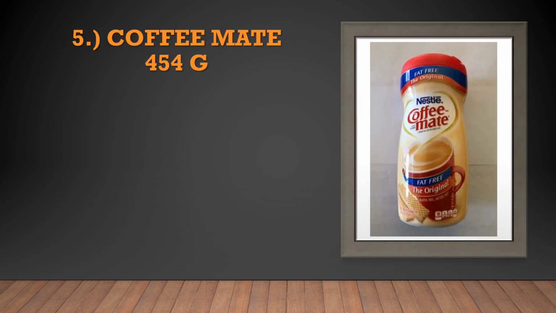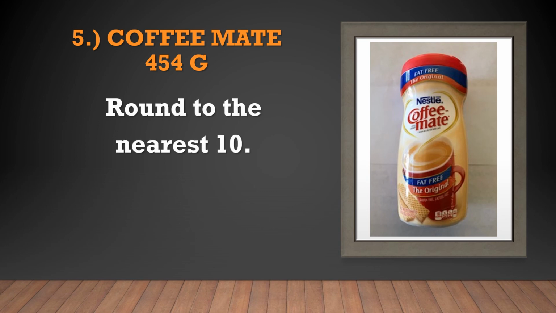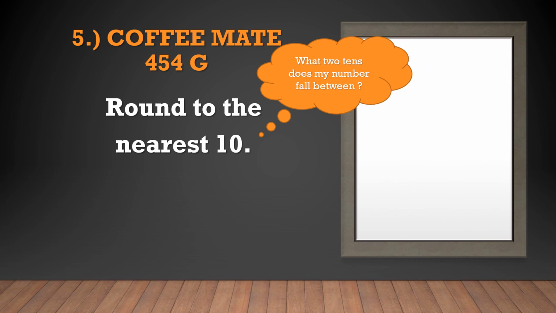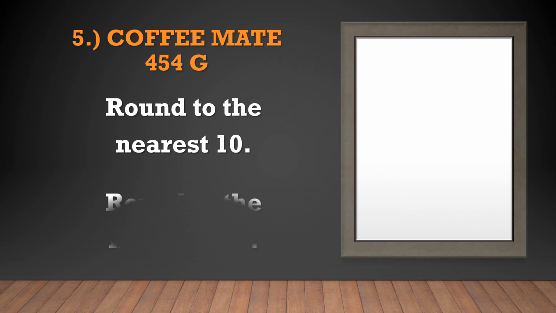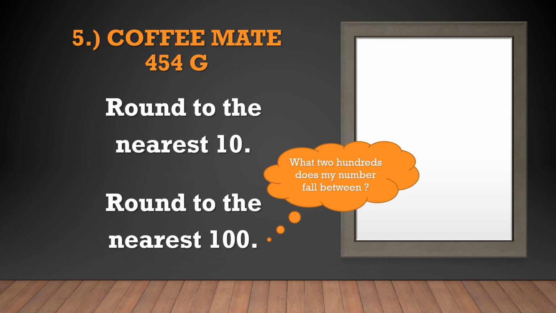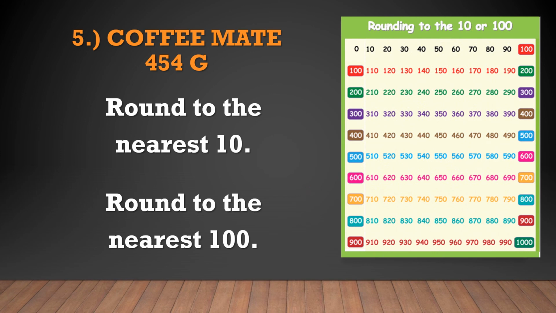Number 5, we have a Coffee Mate container, and that contains 454 grams. Round to the nearest 10. Ask yourself, what two tens does my number fall between? Round to the nearest 100. Ask yourself, what two hundreds does my number fall between?